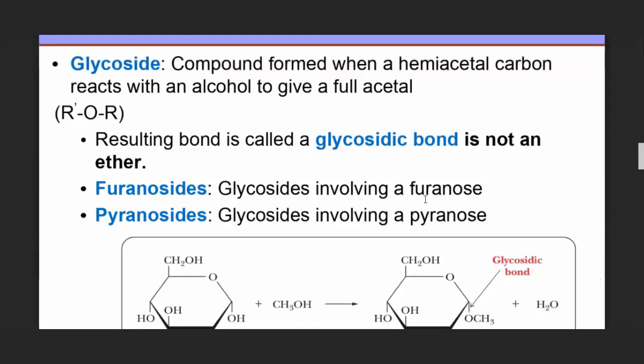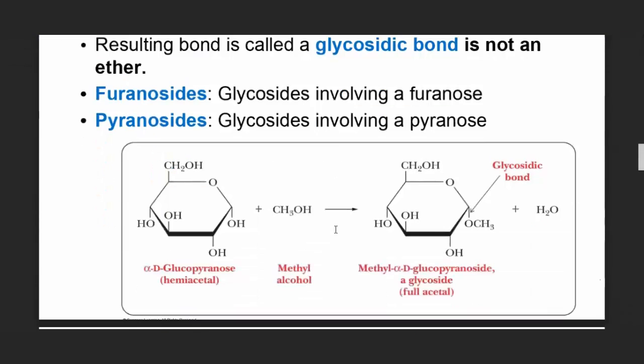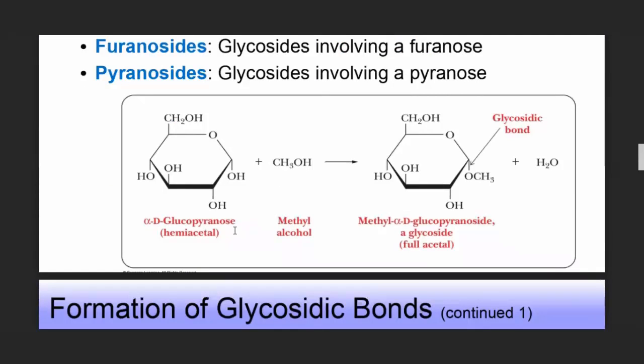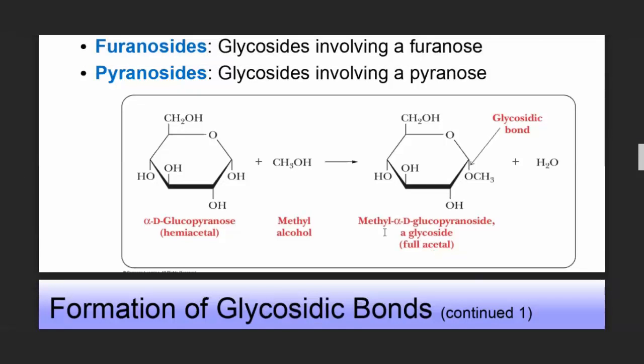Furanoside glycosides involve a furanose, meaning a 5-member ring, while pyranoside glycosides involve a pyranose, a 6-member ring. If you look at this, an example of formation of a glycoside between a hemiacetal, alpha D glucopyranose, plus methyl alcohol forms this full acetal called methyl alpha D glucopyranoside. This is a glycoside, and this is the glycosidic bond. A glycosidic bond is a bond between a sugar and another molecule.